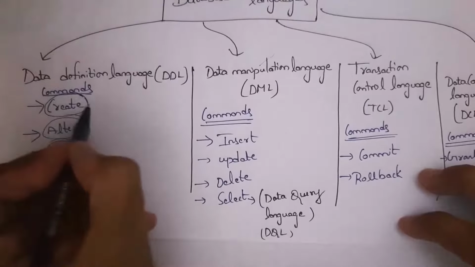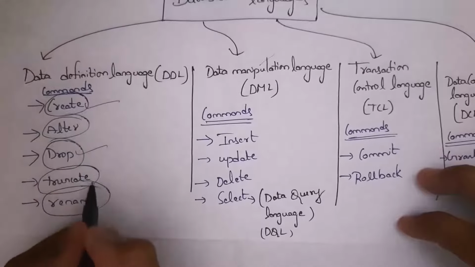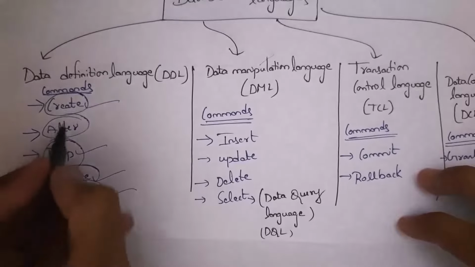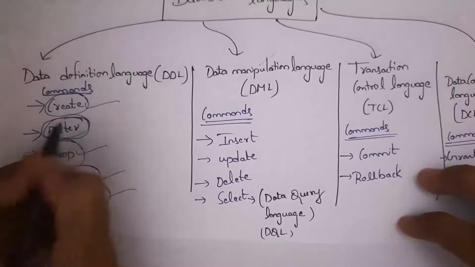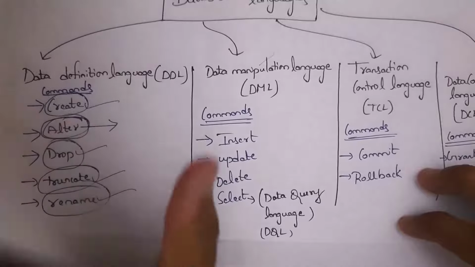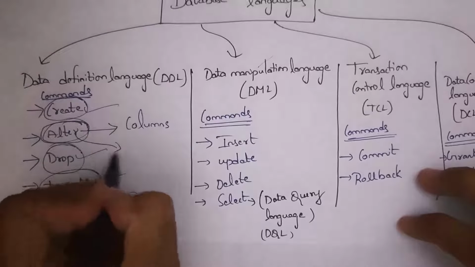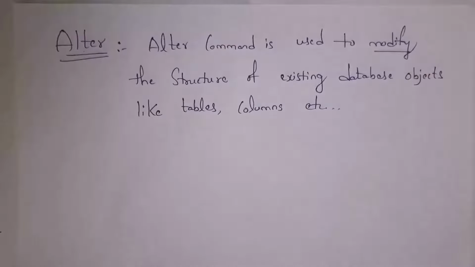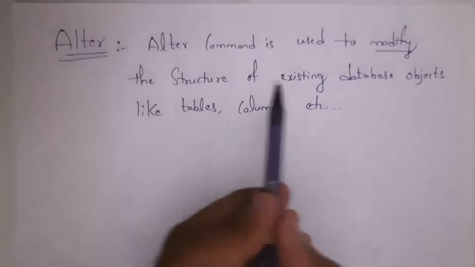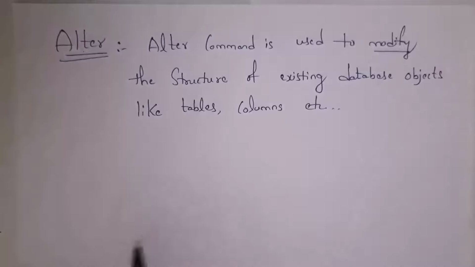Till now I explained what is the use of the create command, drop command, truncate command and rename command. Next I will explain what is the use of the alter command. Guys, we will apply the alter command only on columns. Alter is nothing but modify. By using this alter command, we can modify the structure of existing database objects like tables, columns, etc.